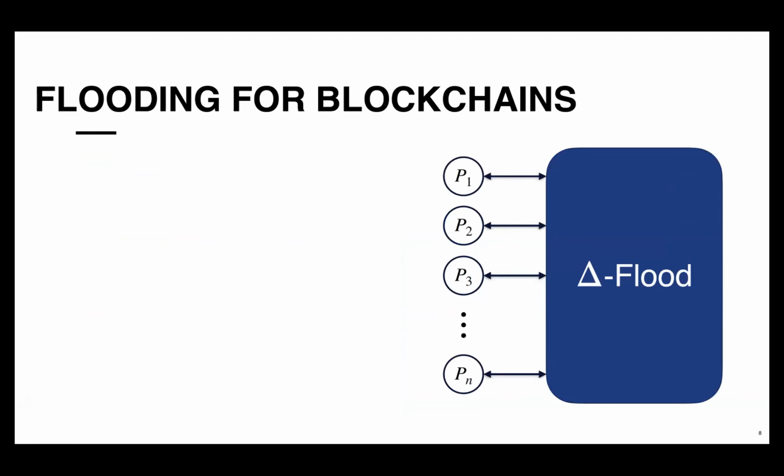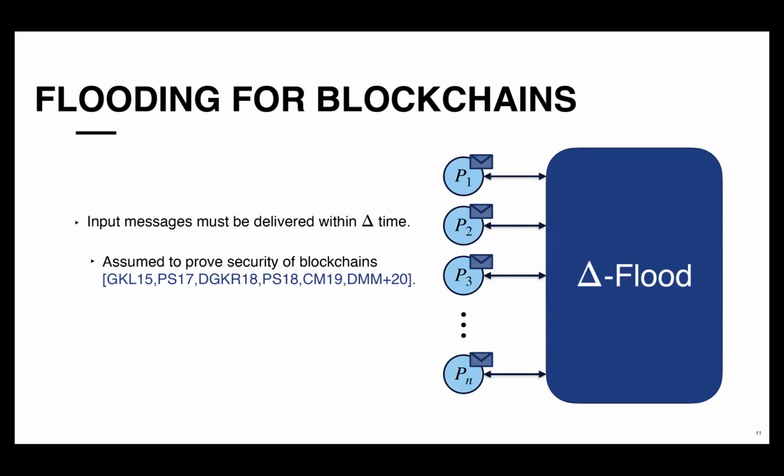So let's have a look at what this flooding protocol actually is. A flooding protocol, or in this case a delta flooding protocol, is a very simple protocol which ensures that any party is allowed to input a message and that this message will be spread out to all other parties within delta time. And this is what is assumed to prove the security of blockchains in a wide range of work.